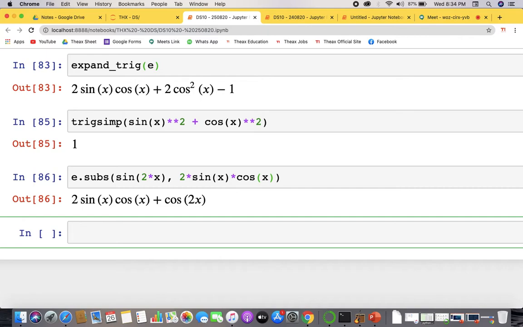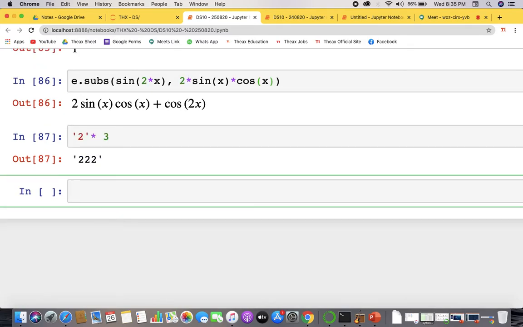So I think substitute would have been clear to you. Now, we learned in Python that we can't operate on strings like numbers. If you remember, if you write the string 2 and multiply it by 3, it will give 2, 2 and 2, right? Instead of giving us 6, it gives it as 222.